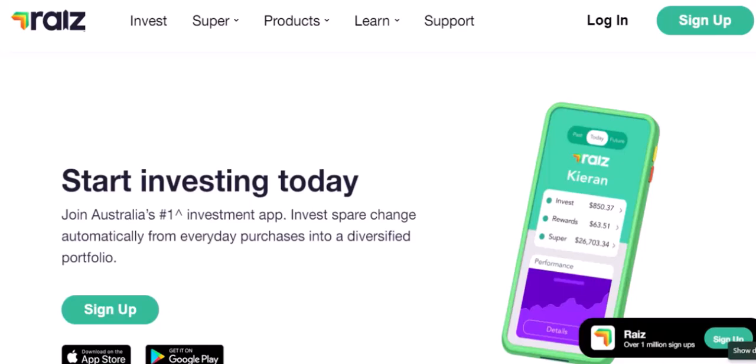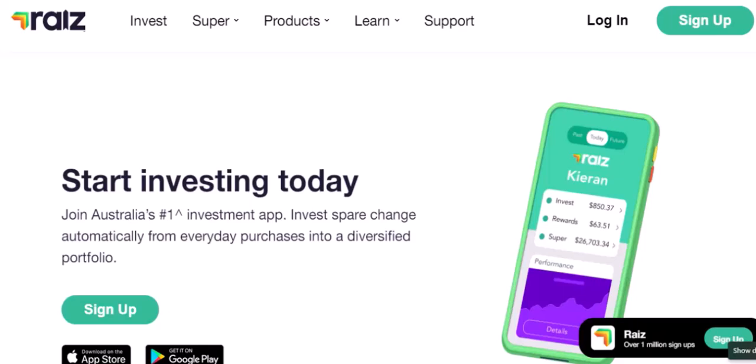Let's rewind a bit. Raiz, like many investment platforms, needs to cover its operating costs. Think of it as a business, right? They have to pay for things like server maintenance, software development, customer support, and all the behind-the-scenes work that keeps the platform running smoothly. These costs are ultimately passed on to the users in the form of fees.